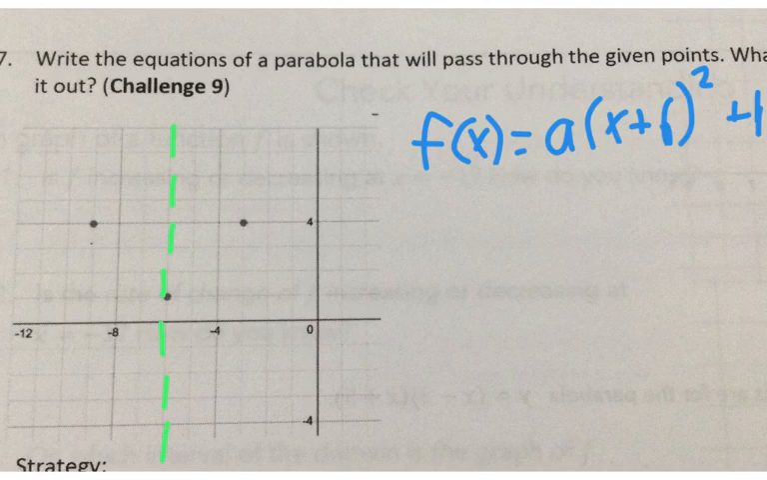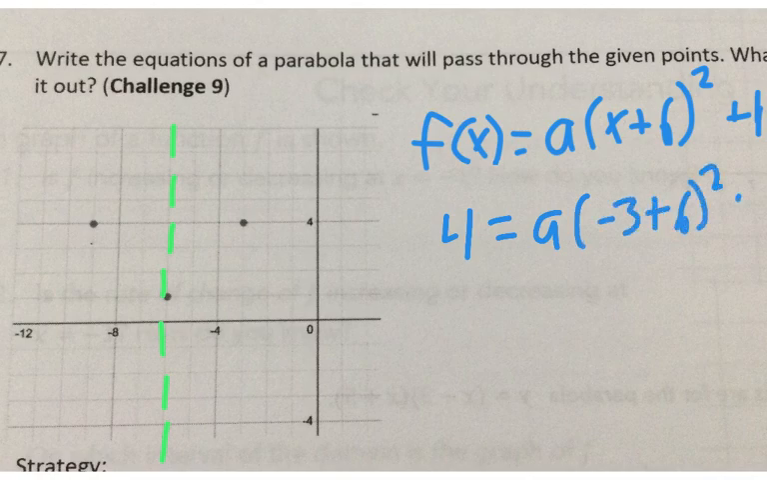So what we can do is, we don't know a, so my only other 2 unknowns are x and y. Well, do you know an x and a y that are on this graph? Here's a point that has an x and a y that's on that graph. So plug that point in. So the y value is 4 equals a times the x value, -3 plus 6, squared, plus 4.